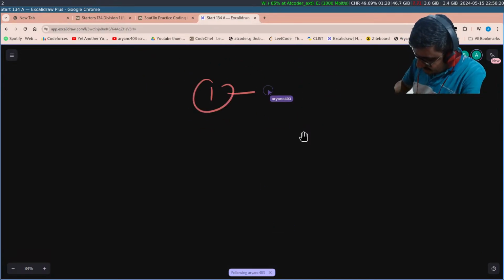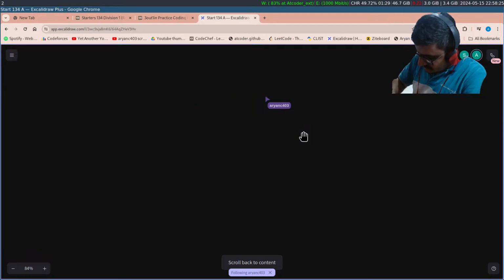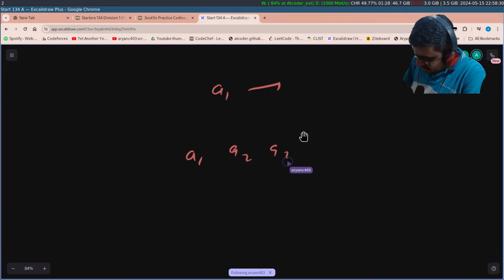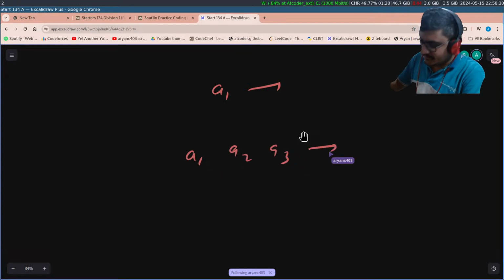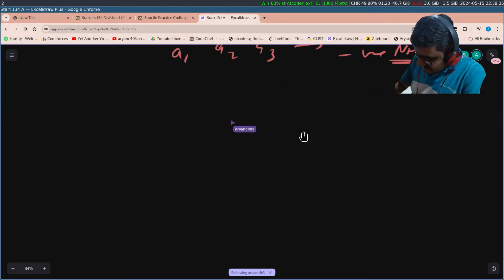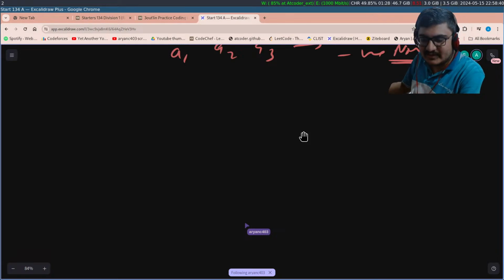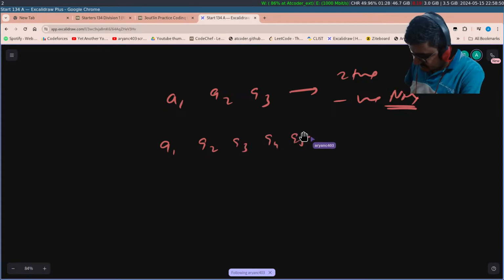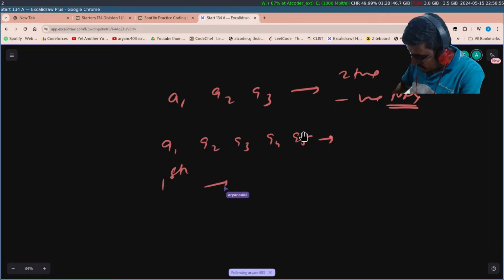If we have only one number, that's the only positive number we have. If we have a1, a2, a3, then after the first operation one of the numbers would be negative, 2 positive and 1 negative. Similarly, we can continue verifying further. Say we have a1, a2, a3, a4, a5, and in the first operation we have chosen some numbers. After the first operation, 4 numbers will have a positive sign and 1 number will have a negative sign.